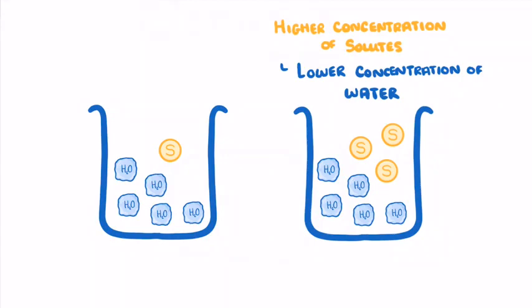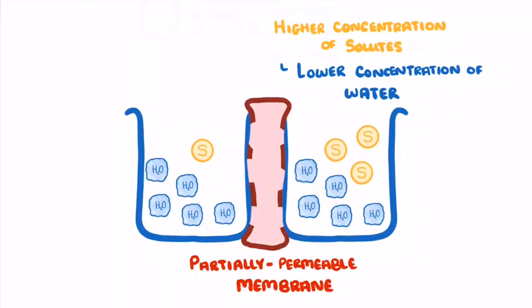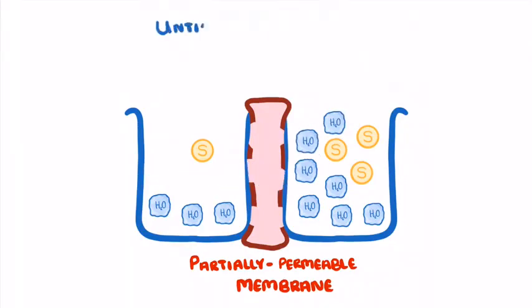Now, if we joined these beakers together, with only a partially permeable membrane to separate them, the water would then diffuse from the left beaker to the right beaker by osmosis. And this osmosis would continue until both beakers had the same concentration of water.